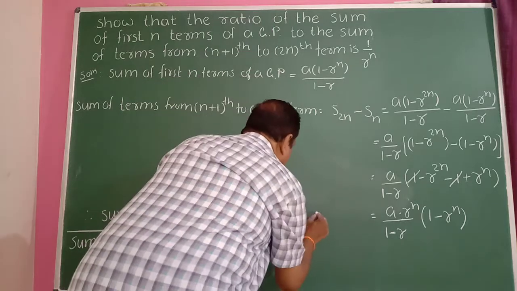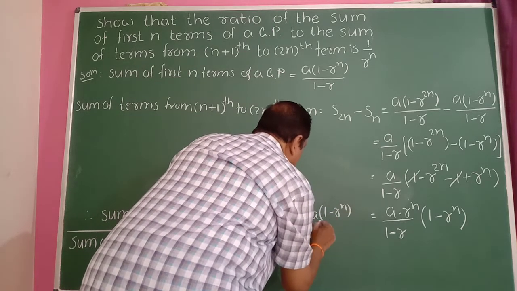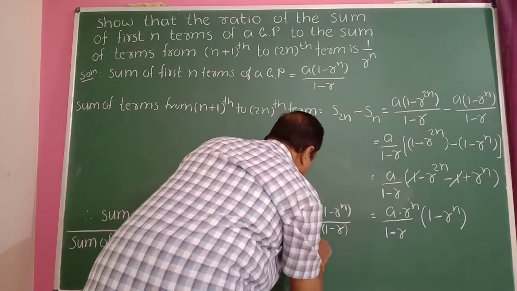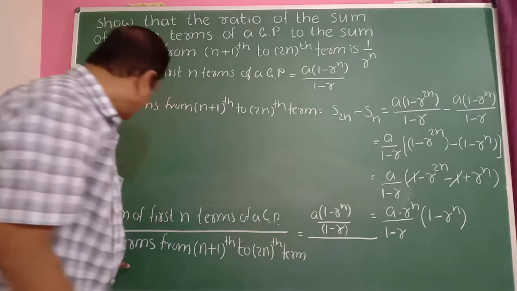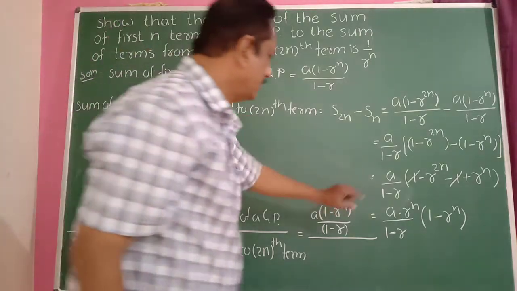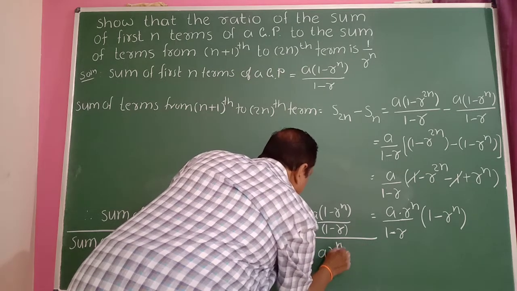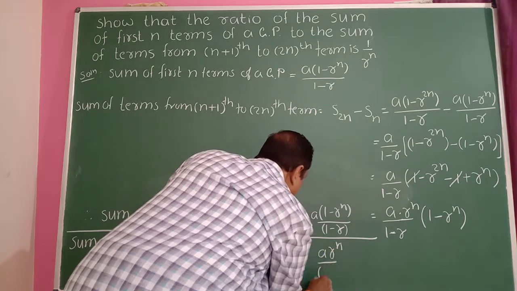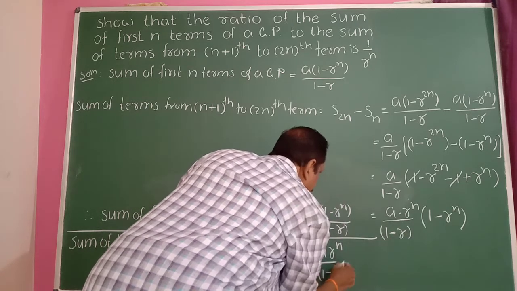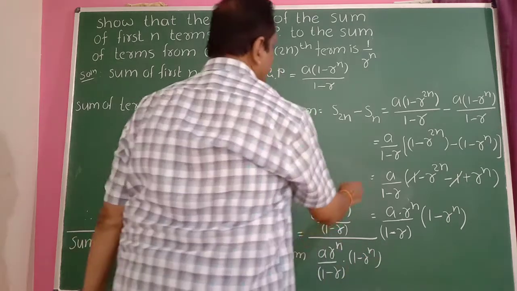Therefore, a into bracket 1 minus r to the n divided by 1 minus r, divided by sum of terms from n plus 1 to 2nth term. This is equal to this here. Therefore, a into r to the n, 1 minus r to the n, divided by 1 minus r, into 1 minus r to the n.